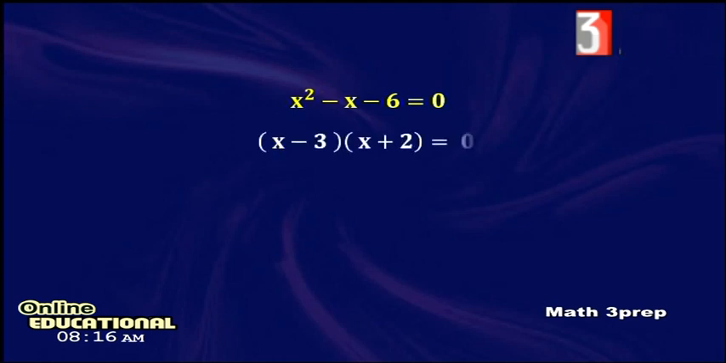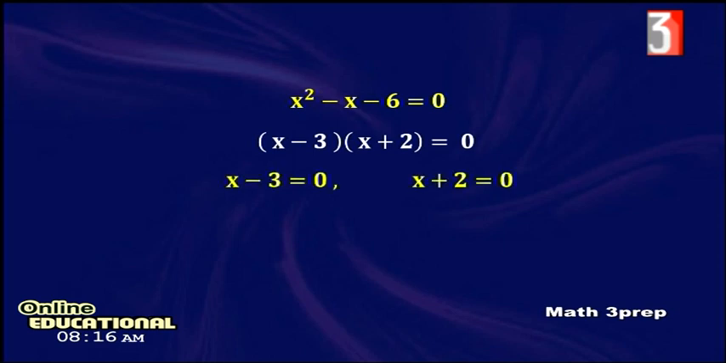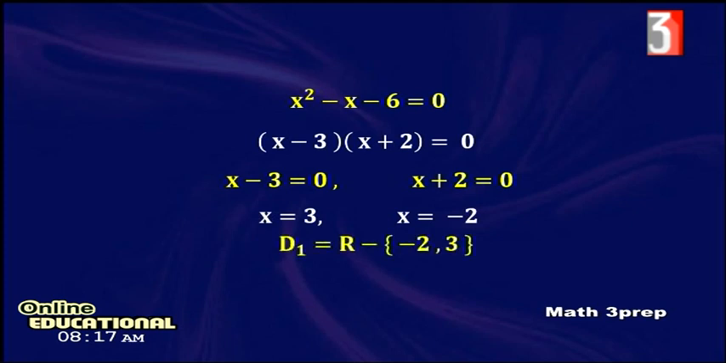The greater number is with a negative sign and the other one is of a positive sign. So the two brackets will be x minus 3 multiplied by x plus 2 equals 0. As two brackets multiplied by each other equals 0, either x minus 3 equals 0 or x plus 2 equals 0. Then what about the value of x? X will be 3 or x will be negative 2. In this case, we can say that domain number 2 is the set of real numbers except 3 and negative 2. So D2 equals R minus {negative 2, 3}.